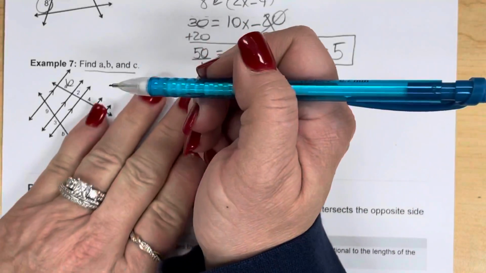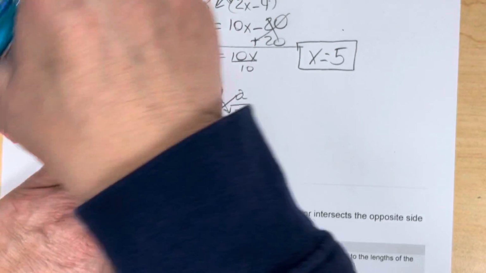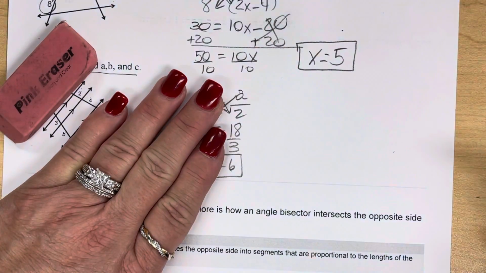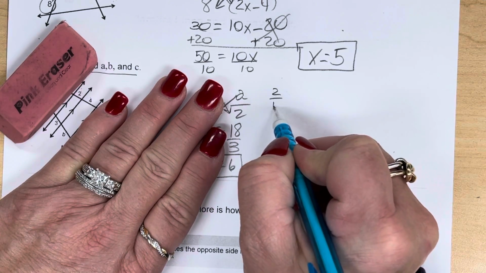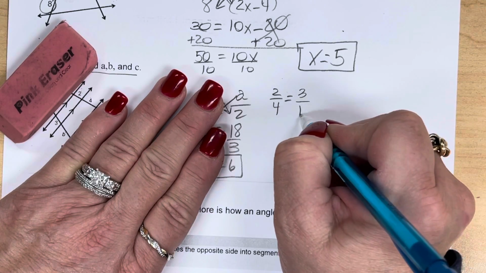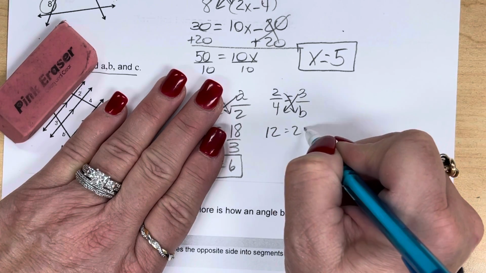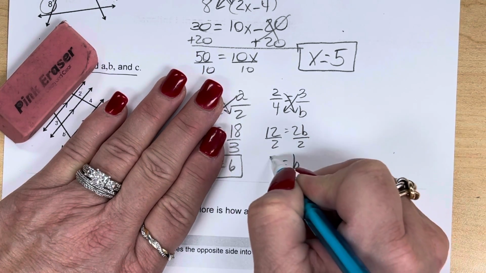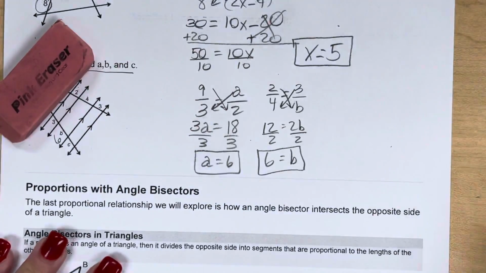Okay, so now you need to cover it up, if you want to cover up that part you just did, that's fine. Because now you have 2 and 4, and you have 3 and B. Same exact thing. 2 and 4 could be your constant. 2 over 4 equals 3 over B. Cross multiply to get 12 equals 2B. Divide by 2, and B equals 6. So you could write that one here, 6, okay?